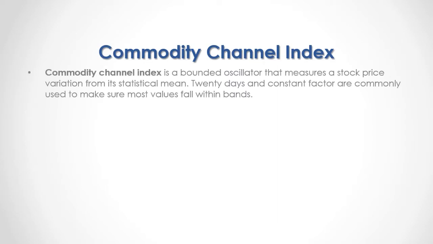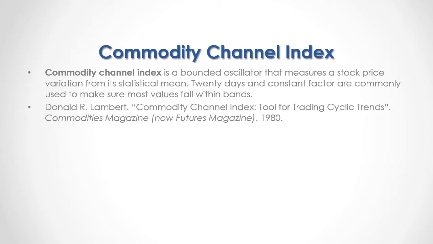Commodity Channel Index is a bounded oscillator that measures the stock price's variation from its statistical mean. 20 days and a constant factor are commonly used to make sure most values fall within bands. For full reference, I recommend that you read Donald Lambert, Commodity Channel Index, Tools for Trading Cyclic Trends, published in Commodities Magazine, now Futures Magazine, in 1980.